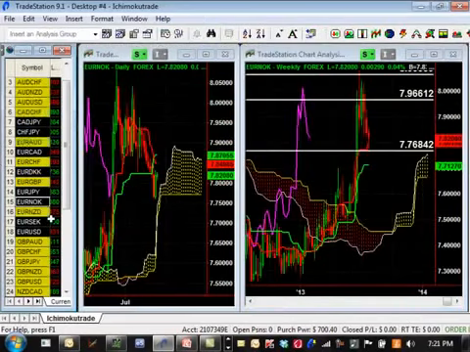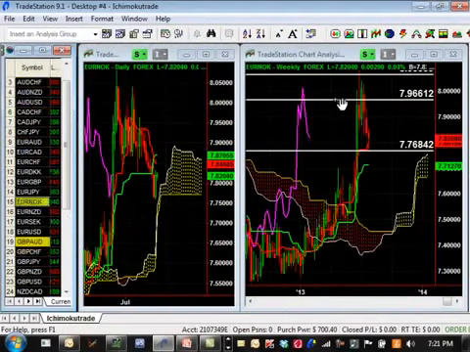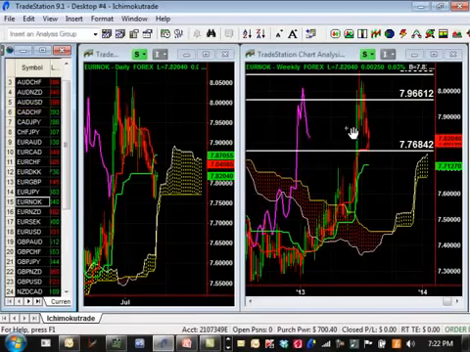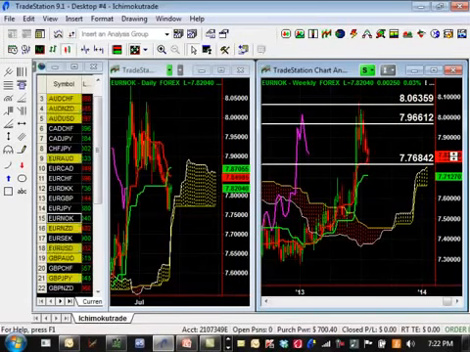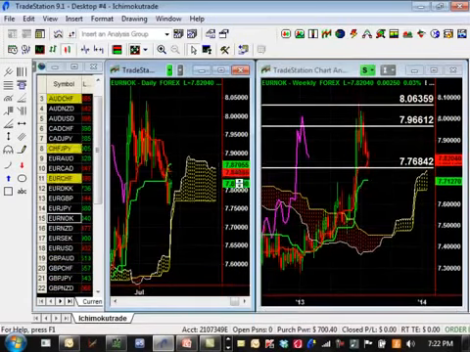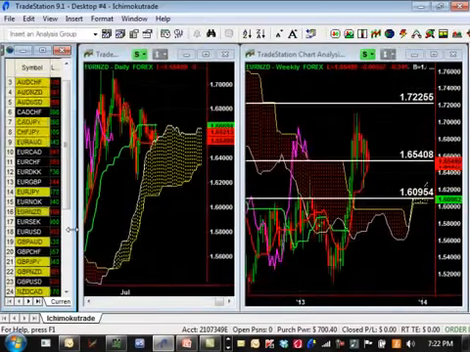Euro NOK right here, nice little pop up here, and it's kind of pulled back, held the support basically at 76.84. If it could hold that support, it could make a move to resistances, which is basically 96.61, and then go to about 8.0635.